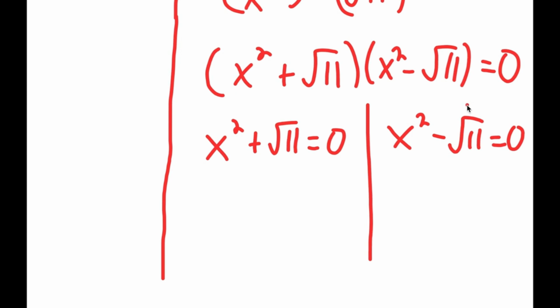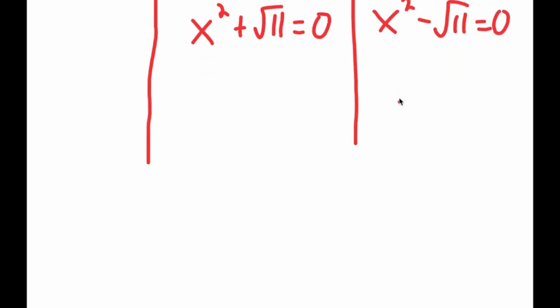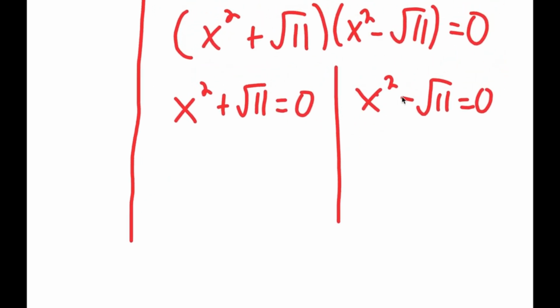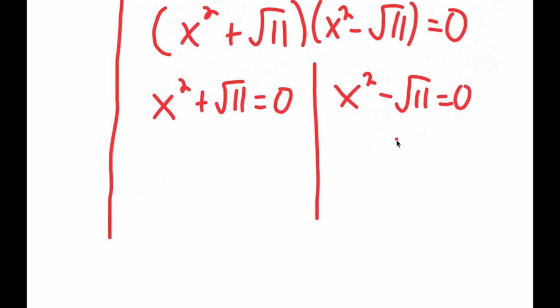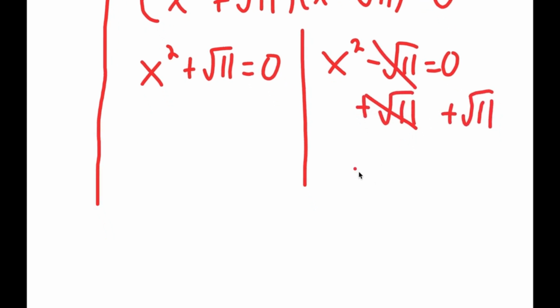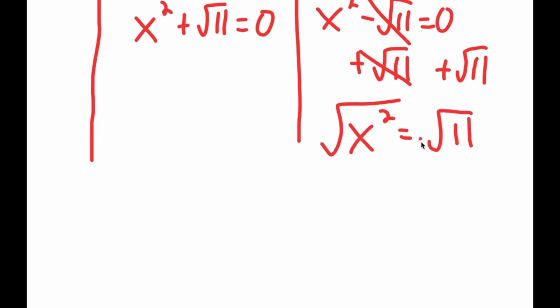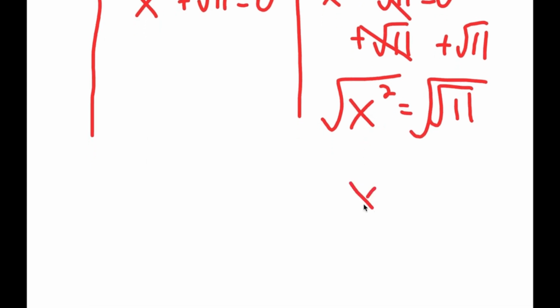Now, what I can do is, for x squared minus the square root of 11 equals 0, I'm going to add the square root of 11 on both sides. So then these two cancel out, and I get x squared is equal to square root of 11. And now if I take the square root on both sides, square root of x squared is x, and the square root of 11 is the fourth root of 11. This is positive or negative.